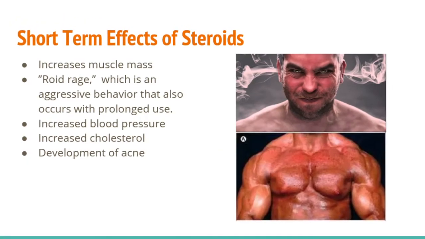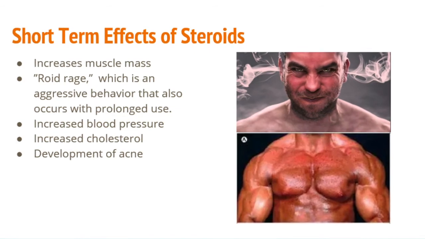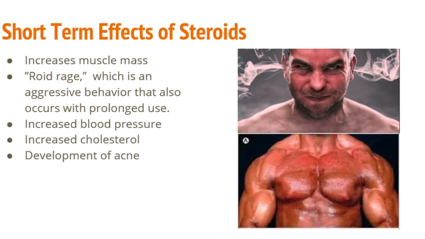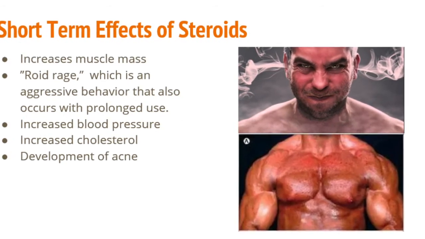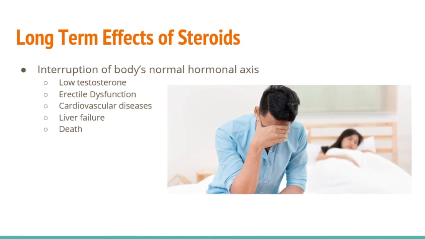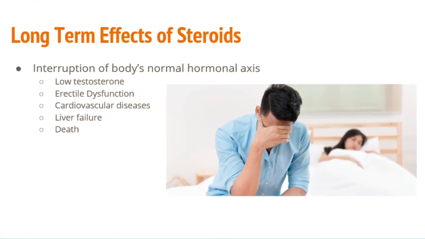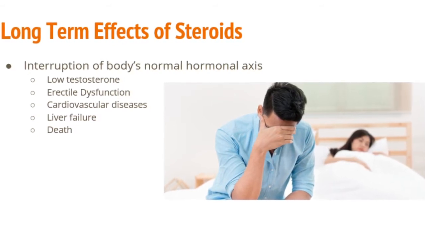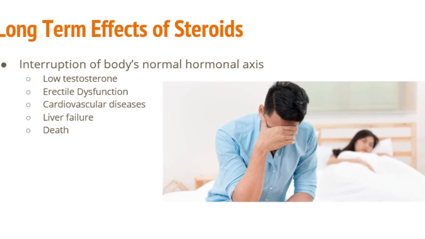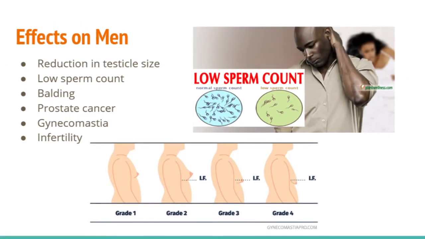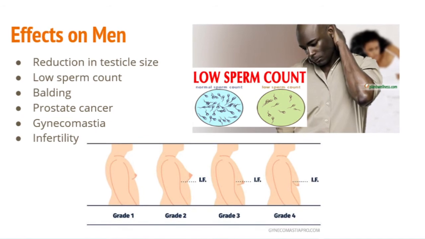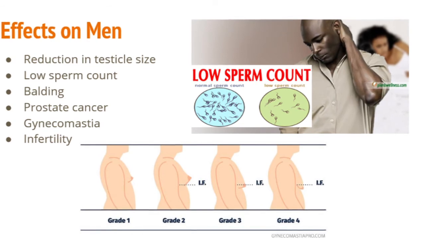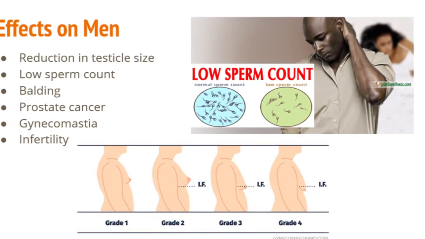Some of the short-term effects include increased muscle mass, roid rage, which is an aggressive behavior that also occurs with prolonged use, increased blood pressure, increased cholesterol, and the development of acne. A major long-term effect of using steroids is a hormonal imbalance, which can lead to low testosterone levels and erectile dysfunction in men, as well as cardiovascular diseases, liver failure, and possibly death. For men, steroid use can lead to a reduction in testicle size, a lower sperm count, infertility, balding, and an increased risk of prostate cancer, as well as enlargement of the breasts.